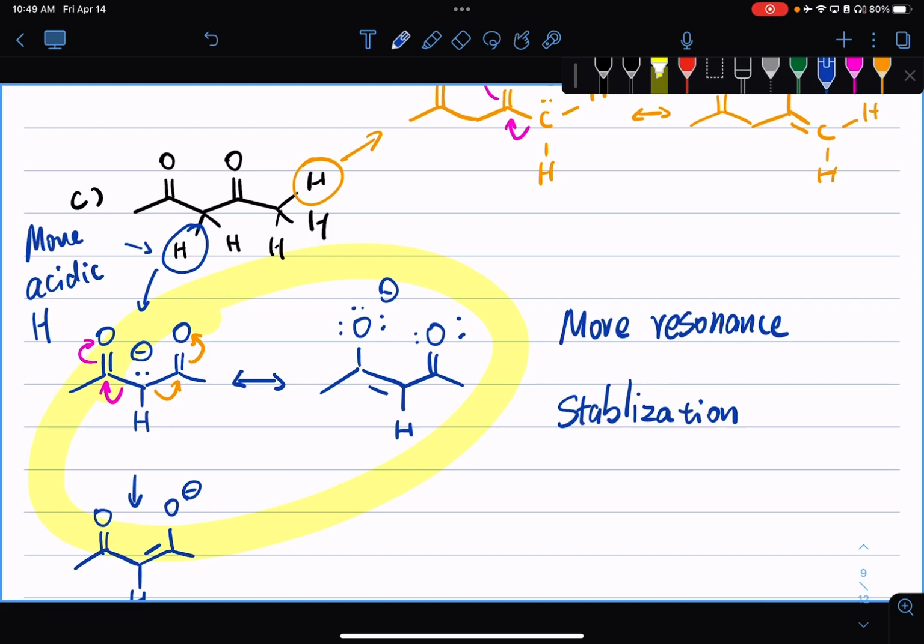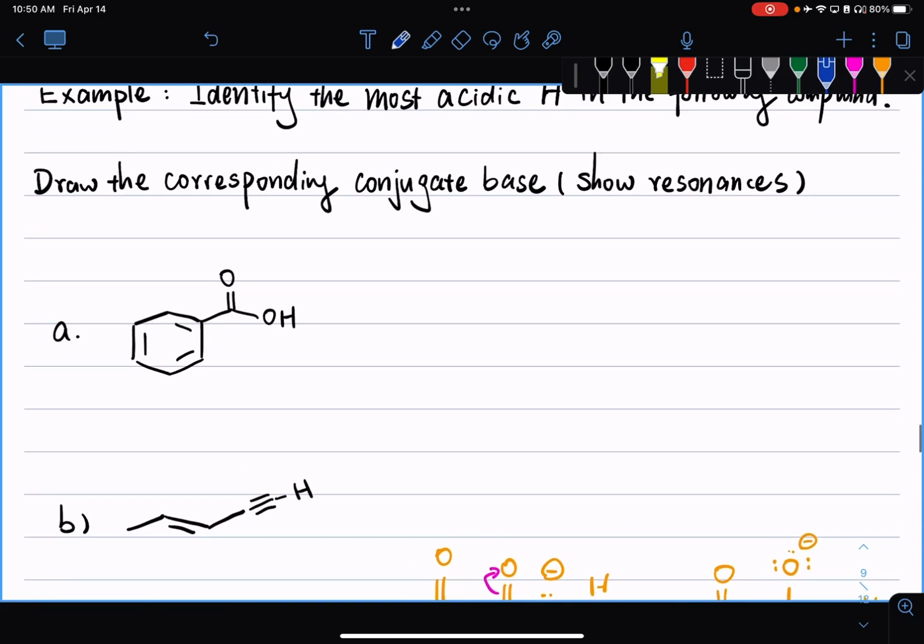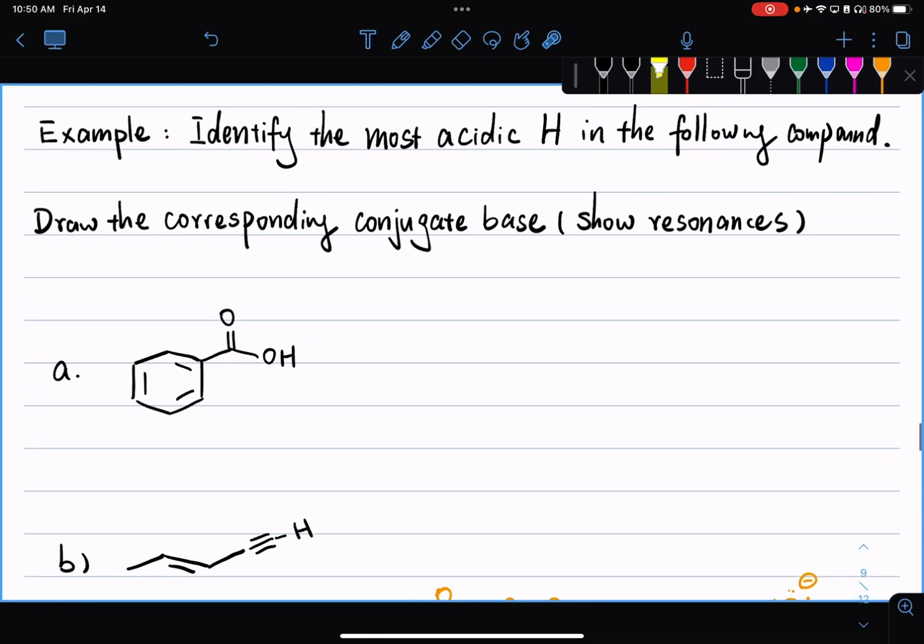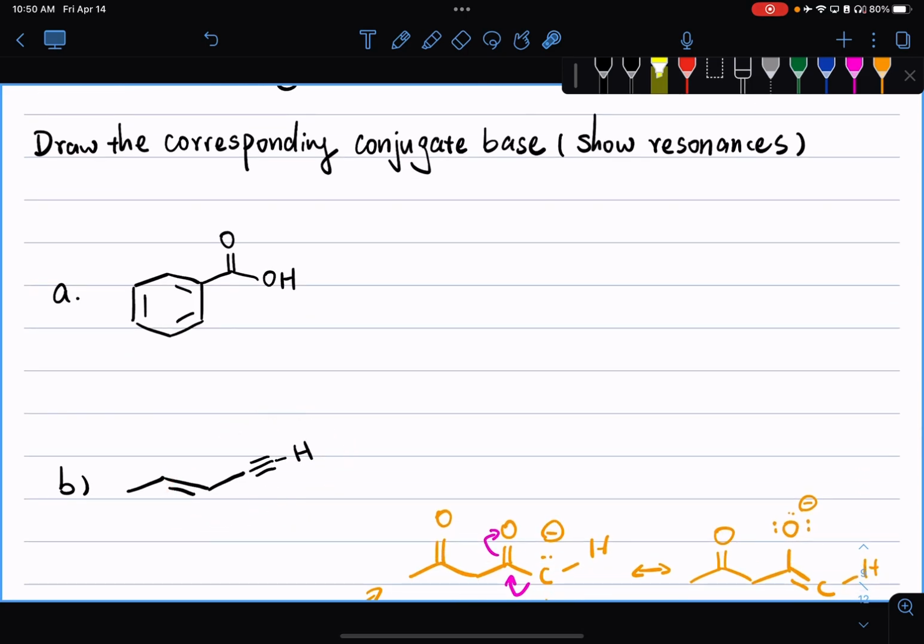All right. The same logic also applies to other practice problems. In these cases, again, the question is asking you to identify the most acidic hydrogen in this molecule. Like in this case, for example, you have all kinds of hydrogen. You have sp3. Here, you have sp2. And then you have sp hydrogen. So the sp hydrogen is more acidic. It gets deprotonated first.